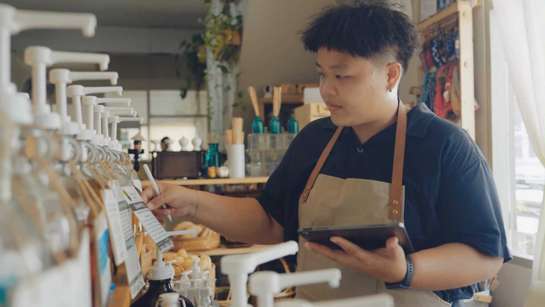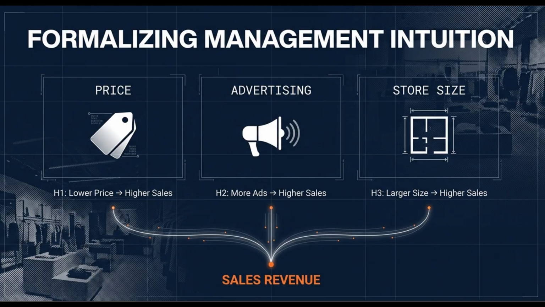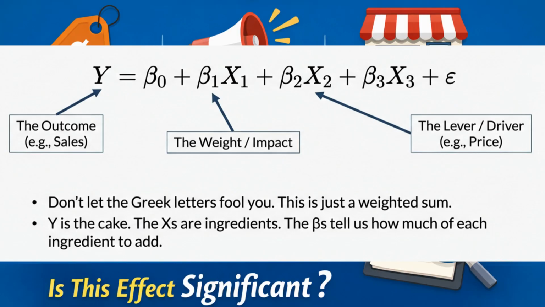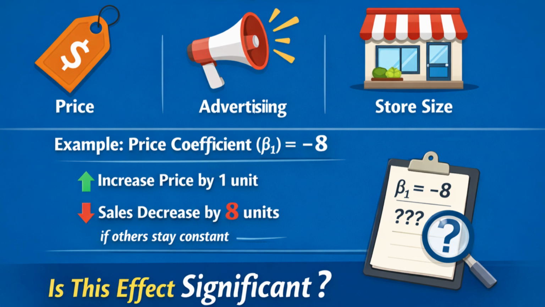Suppose a retail company wants to understand what drives sales. In our example, we considered 3 factors: product price, advertising spending, and store size. Each coefficient beta tells us how sensitive sales are to that variable. For example, if the price coefficient is -8, it means increasing price by 1 unit reduces sales by 8 units, assuming other factors stay constant. But here is the real question: is this value significant enough to have an impact on the sales? That is exactly what hypothesis testing answers.